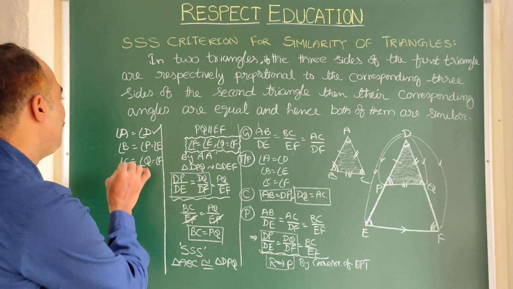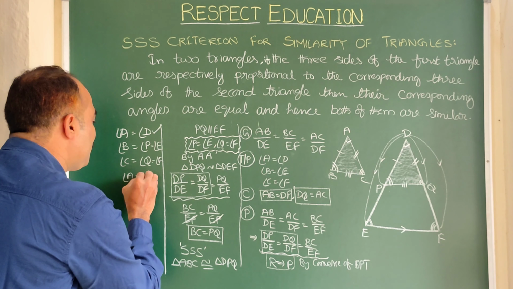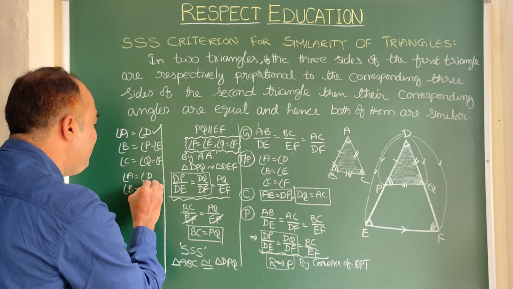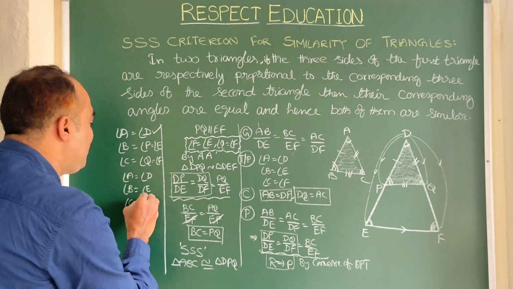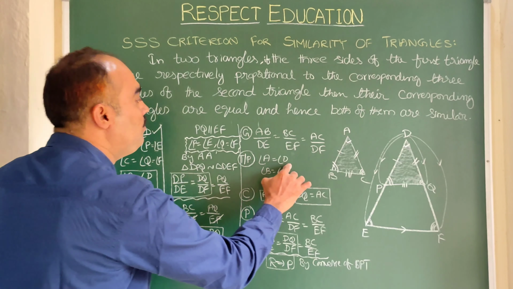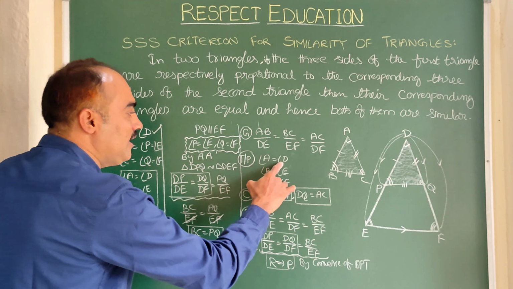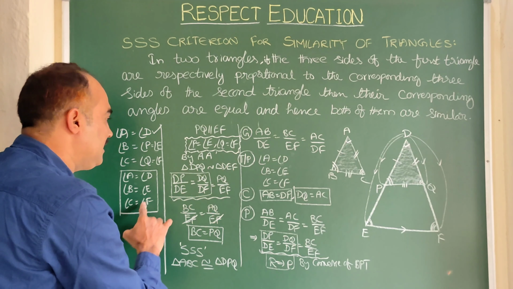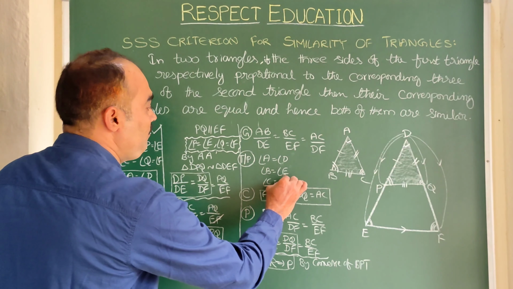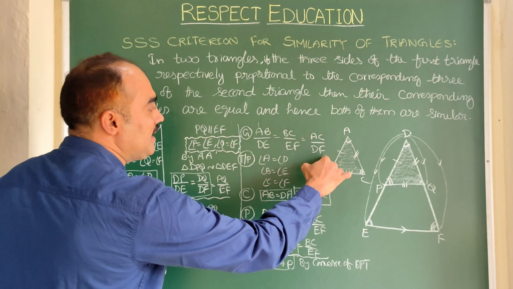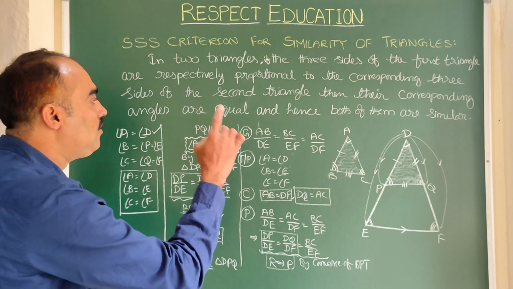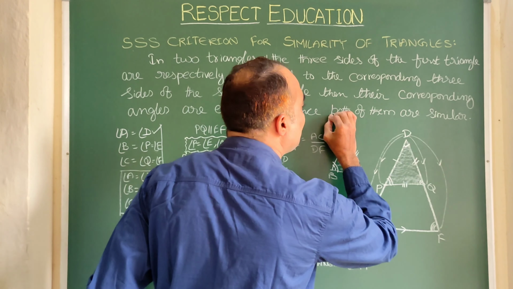Now finally we got angle A is equal to angle D, angle B is equal to angle E, and angle C is equal to angle F. This is what we need to prove. Here you observe, if the corresponding sides are proportional, then their corresponding angles are equal. Till here over, and hence both of them are similar.